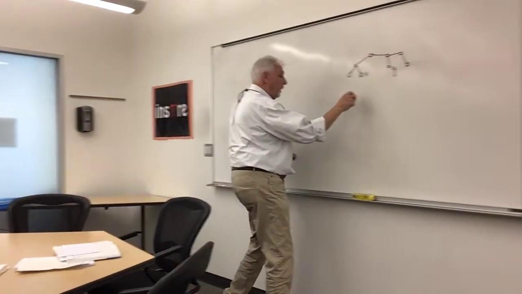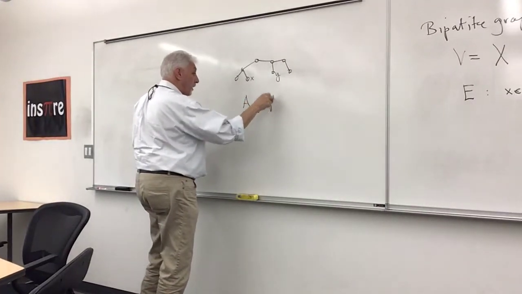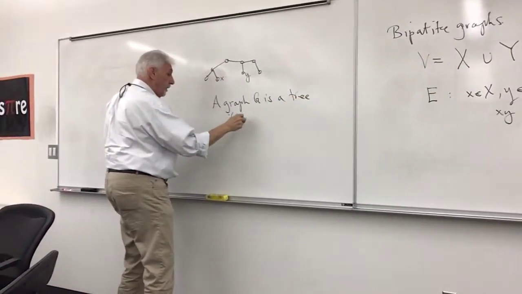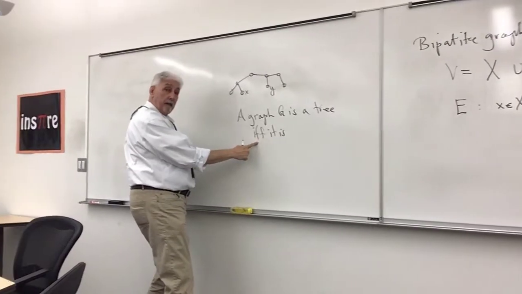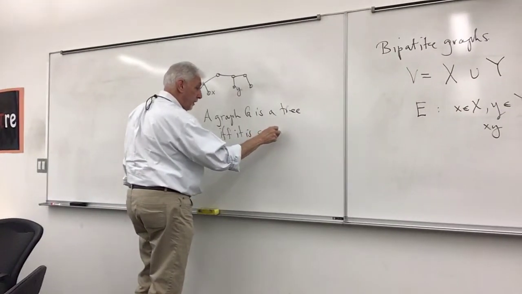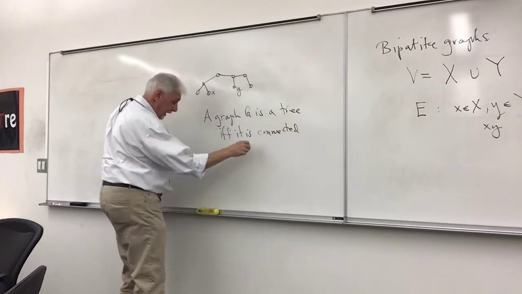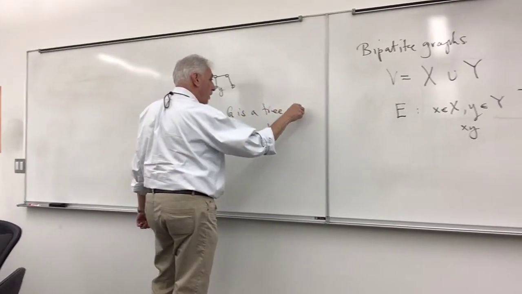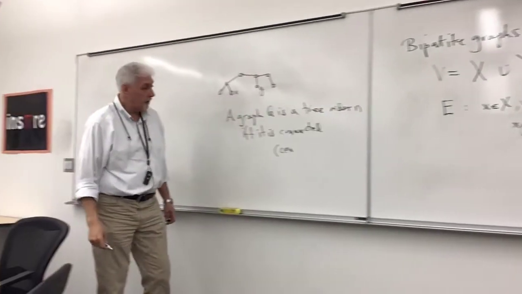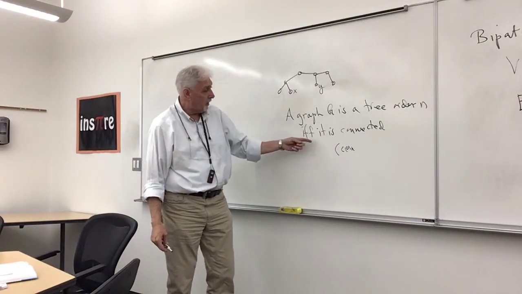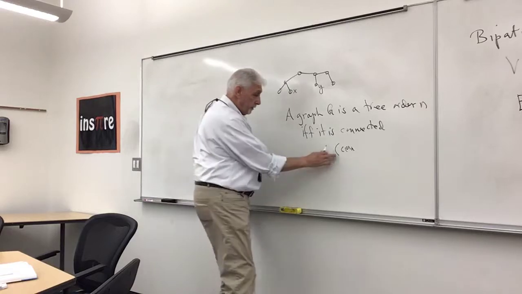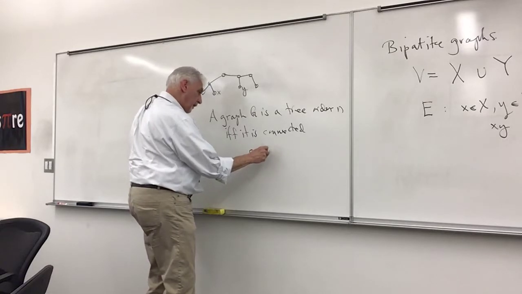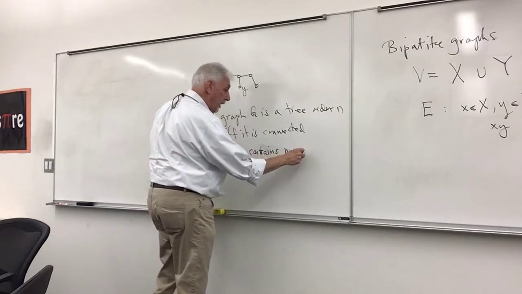Okay, so a graph G is a tree if and only if it is connected. Well, let's see. Connected, contains... A tree of order n. Order means the number of vertices. A graph G is a tree of order n if and only if it is connected, contains n minus 1 edges.